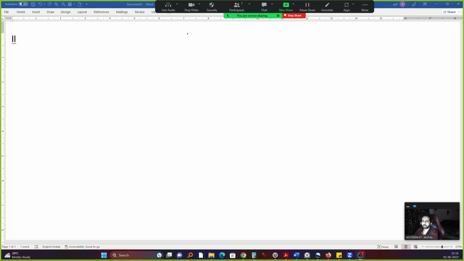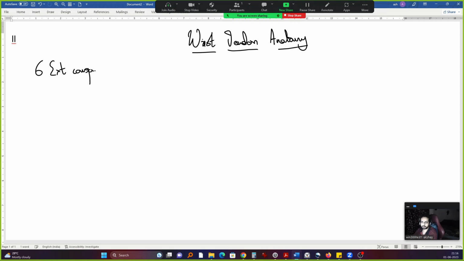Okay, so now let's see about wrist tendon anatomy. I'll explain only the important things that I usually ask for in MCQs. The wrist extensor tendons go into different compartments. There are a total of 6 extensor compartments. So let's see which are these 6 extensor compartments.